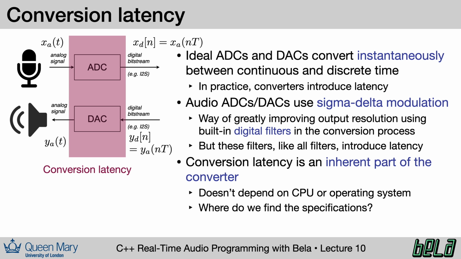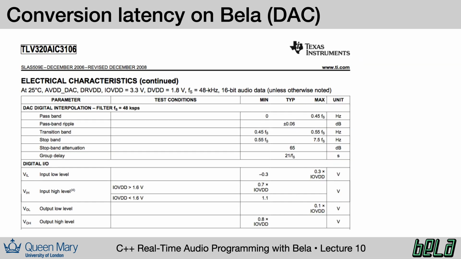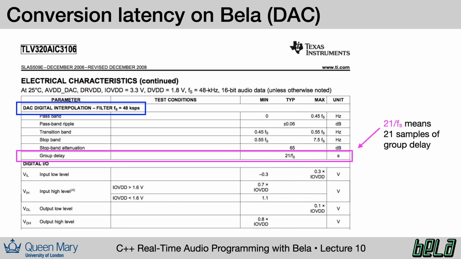So we might reasonably ask, how do we find how much latency this is? Where do we find the specifications? Well, the answer, as always, is that we go look at the datasheet. Here's the datasheet for the audio codec that's used on Bela. We can see here some parameters for the digital interpolation filter used on the DAC. And we can look in particular at the parameter called group delay.